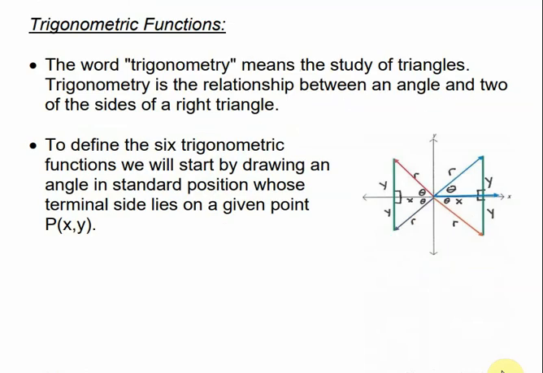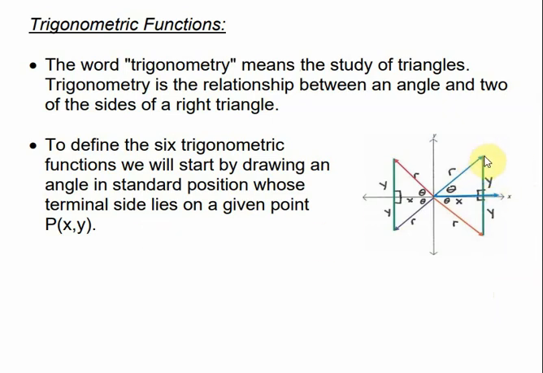In solving trig functions, trigonometry means the study of triangles, and trigonometry is the relationship between an angle and two of the sides of a right triangle. So to define the 6 trigonometric functions, we're going to start by drawing an angle in standard position whose terminal side lies on a given point P, which will be defined in just a moment.